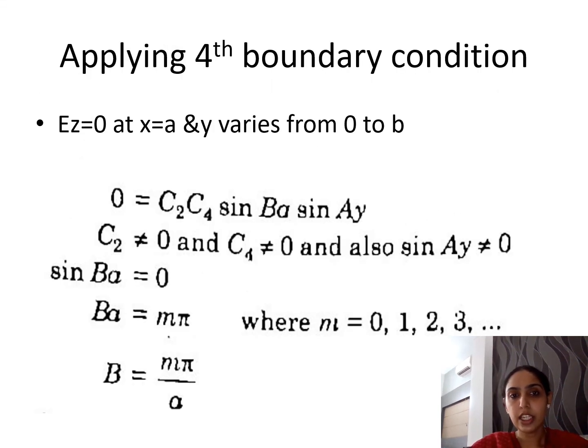Now again, for the next boundary condition, the fourth boundary condition, y varying from 0 to b, we are applying at x is equal to a, again Ez component is equal to 0. So when we apply this boundary condition to the intermediate solution, we find that sin AY cannot be equal to 0. So only sin BA will be equal to 0. So when will sin BA be equal to 0? When BA is a multiple of pi radians. So again I am taking m as an integer 0, 1, 2, 3. So we get the value for the constant B to be equal to m pi by a.